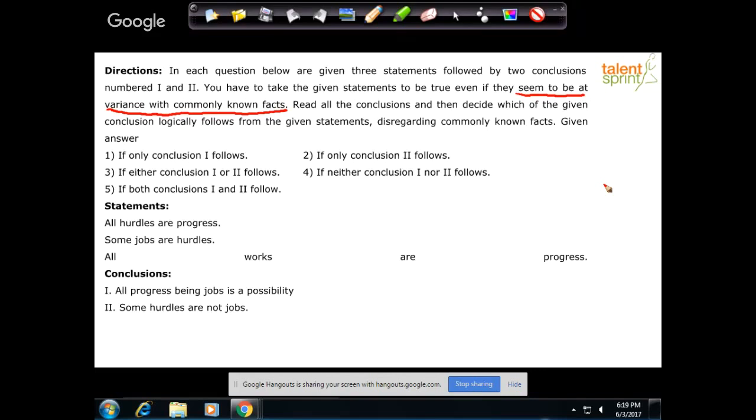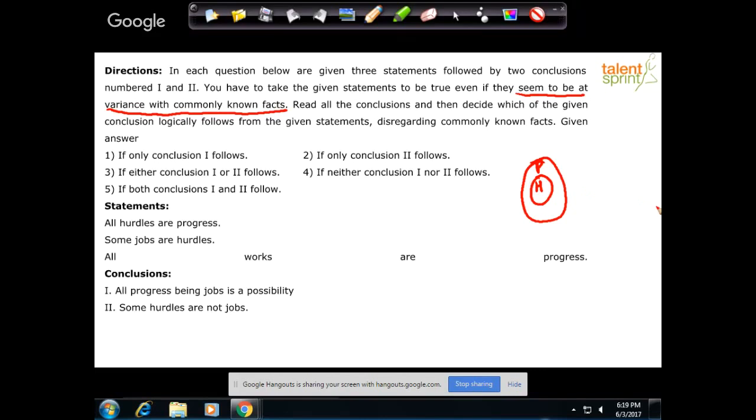Okay. What is our first statement? All hurdles are progress. Now, the way to start such questions, boys and girls, is by drawing the Venn diagram. So they tell us all hurdles are progress. So this is the subset hurdles, which comes under the larger set of progress.